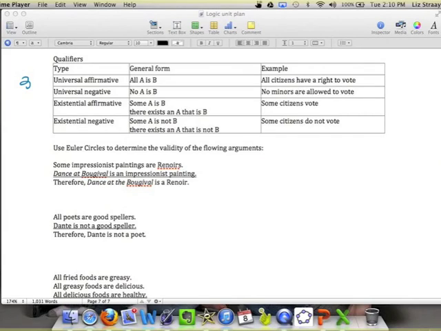Today we're going to talk about arguments some more, but we're going to talk about some new qualifiers. We have what we call universal, affirmatives, or negative. Universal means everything. So when we say universal, we're either thinking all of something or none of something. It's everything or it's nothing. We actually have a symbol for it, which looks like an upside down A.